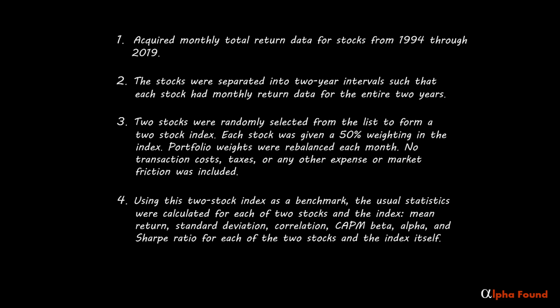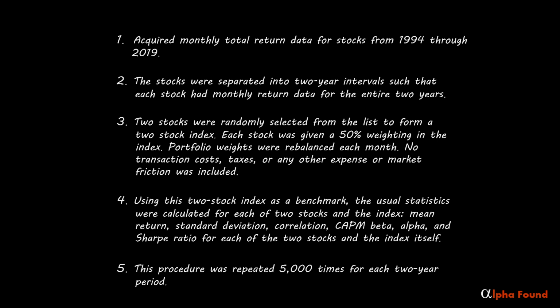Then, using this 2-stock index as a benchmark, I calculated the usual statistics of mean return, standard deviation, correlation, CAPM beta, alpha, and Sharpe ratio for each of the 2 stocks and the index itself. Since the 2 stocks are randomly selected, they might both be low CAPM beta stocks, high CAPM beta stocks, one of each, or have some other likely or unlikely combination of attributes. The important point is that whatever attributes they may have when compared to a large index, those attributes might change when compared to one another, or not.